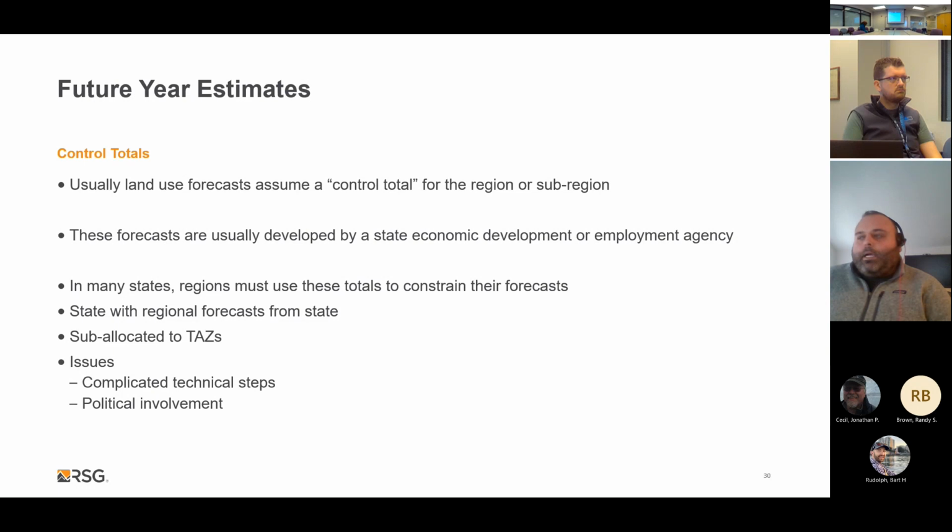And then there are typically regional forecasts that can be used, and then they're often suballocated to travel analysis zones, involving various degrees of complicated or simple steps. And there's some issues with this too. There can be complicated technical steps in forecasts. There can also be complicated political involvement in forecasts.